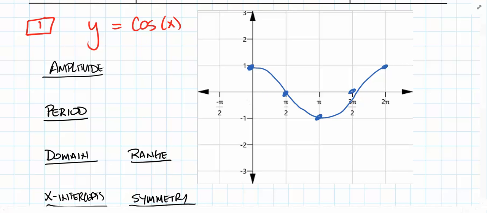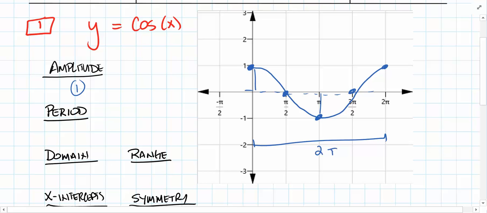So, getting back to our cosine, the amplitude is still a value of 1. It's the highest point from the mid-center and the lowest point, right? So from the midline here, the highest and lowest point is a value of 1. The period is still 2 pi because that's how long it takes to go one full cycle. The domain, of course, is still all real numbers because this can keep going around and around the circle. The range is just like the sine curve. It's stuck between -1 and 1. That's our lowest value and our highest value.